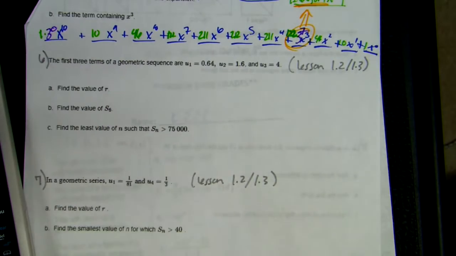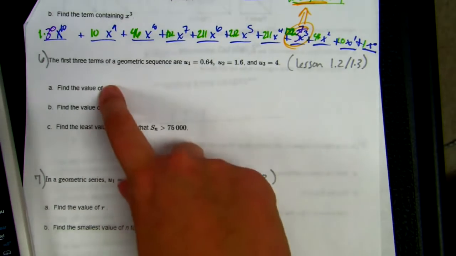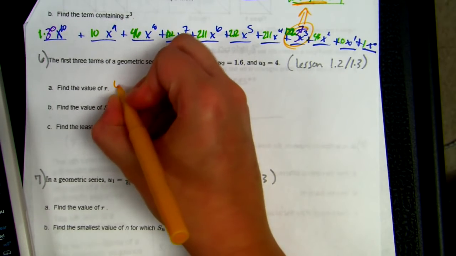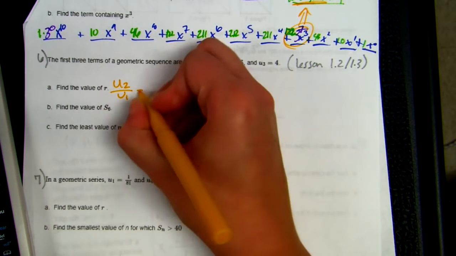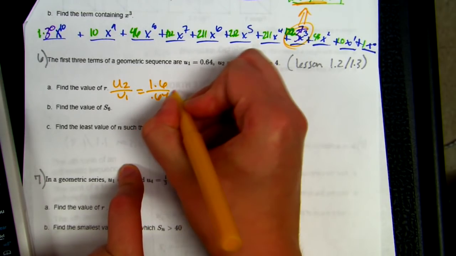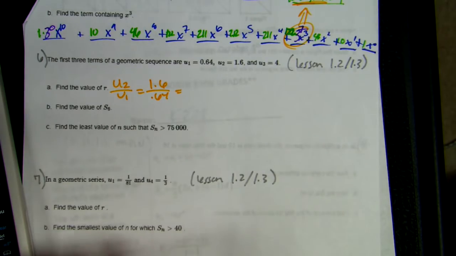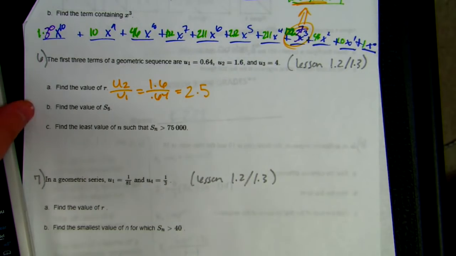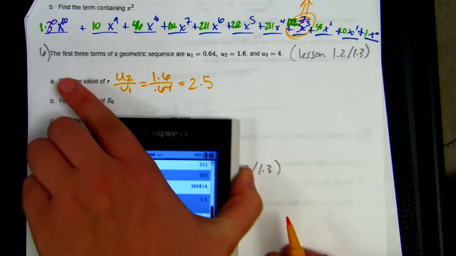We have the first 3 terms of a geometric sequence are 0.64, 1.6, and 4. So the first question, thankfully, is finding the value of the common ratio. So how do we find the common ratio? I always find the common ratio by doing the second term divided by the first term. So we have 1.6 divided by 0.64. I'm typing that in the calculator. That gives me 2.5. I'm going to double check just because I don't trust myself to type things into the calculator.